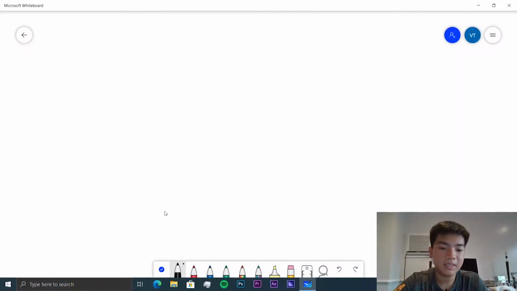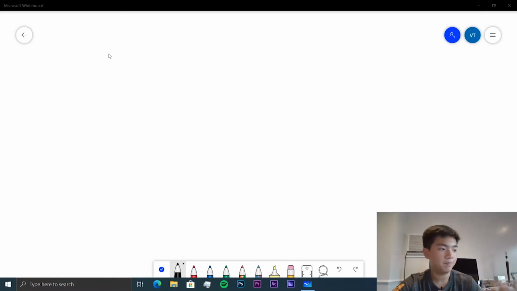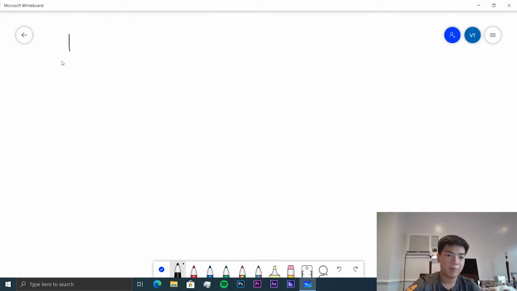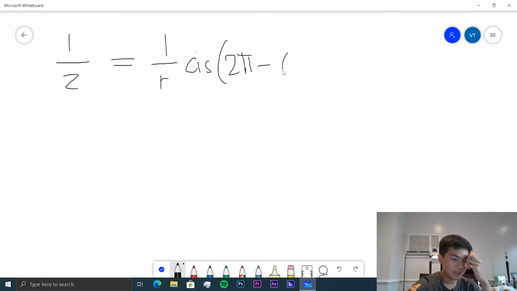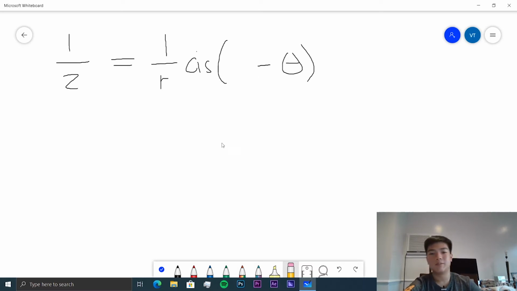So using the properties of multiplication, we know that 1 over a complex number, or its reciprocal, is actually equal to 1 over its modulus, CIS 2 pi minus theta, or in other words, negative theta. So this is the reciprocal of a complex number, and it's pretty easily proved.